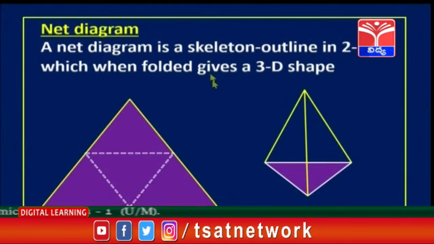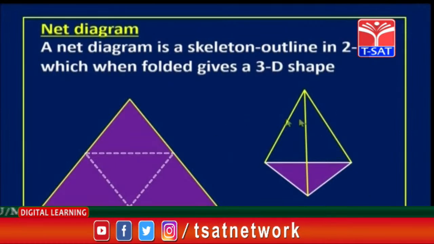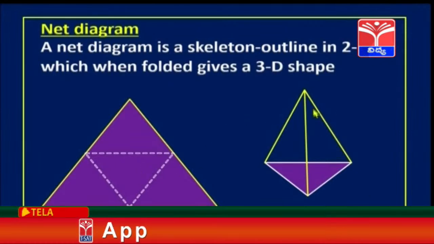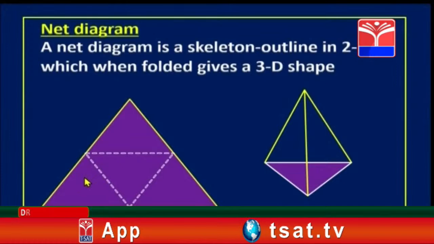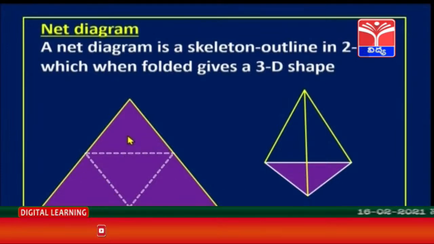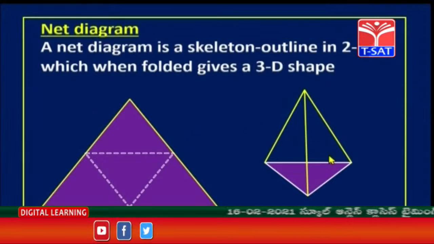So, this triangular pyramid, children, is a 3D shape. This is called the net diagram. So, for this 3D shape, this is the net diagram. So, what is a net diagram, children? Yes, it is a skeleton outline in 2D, which when folded gives you a 3D shape.